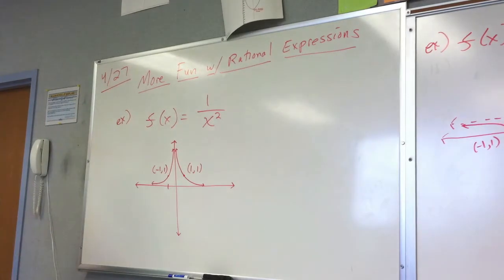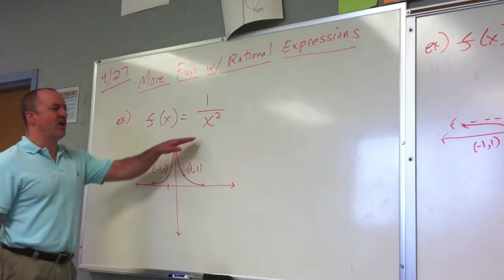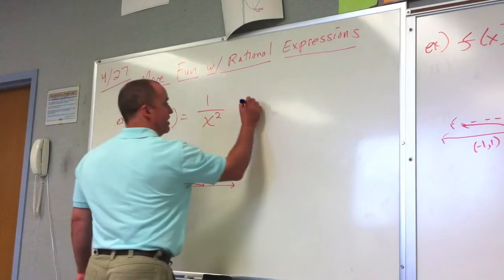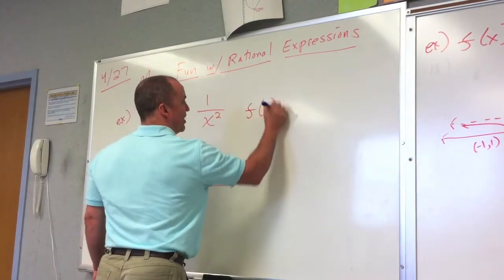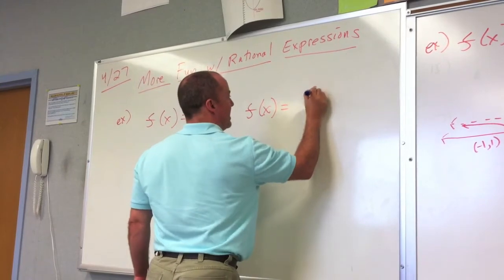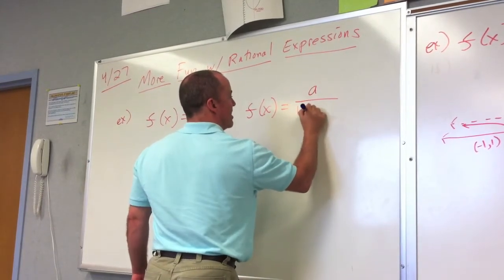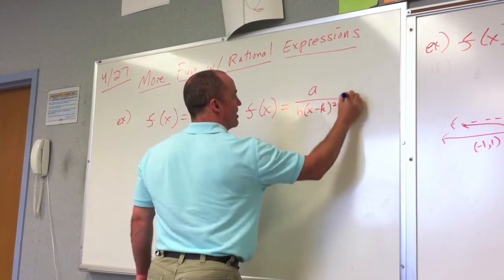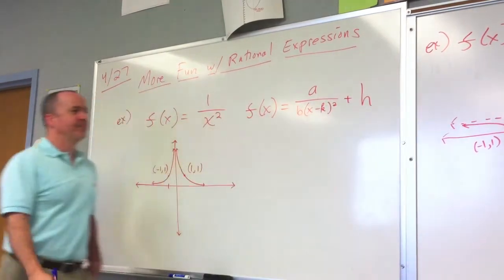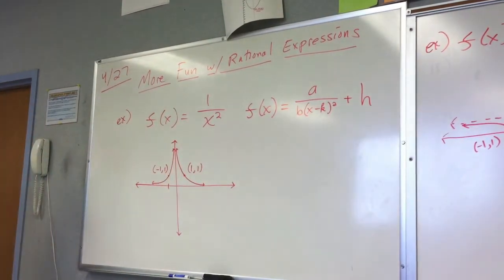So that's what 1 over x squared looks like. Another part of the work tonight is to apply all of the various shifts to this one. So this is your parent function, and f of x can be a over b(x minus k) squared plus h. So everything should look like that, but shifted?